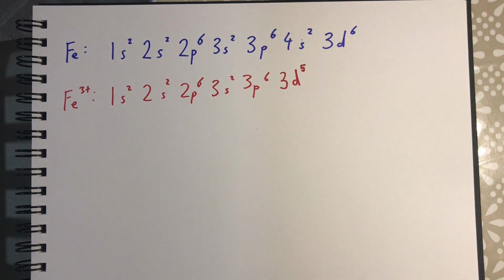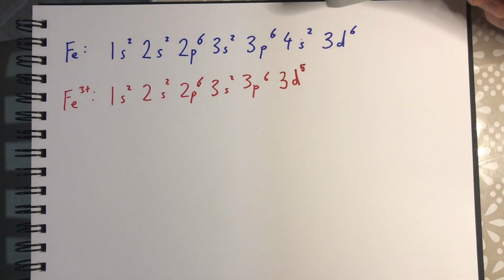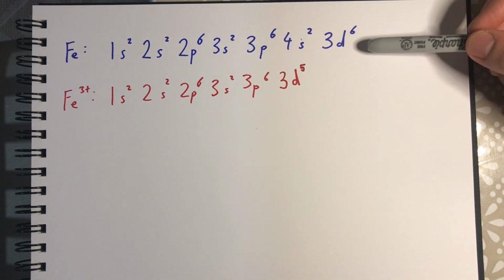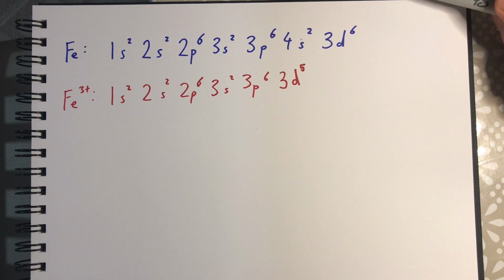So a bit strange there when it comes to transition metals. Just remember that you remove the 4s from the 4s subshell first before you move on to the 3d and remove from there.